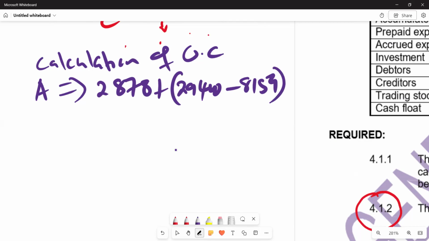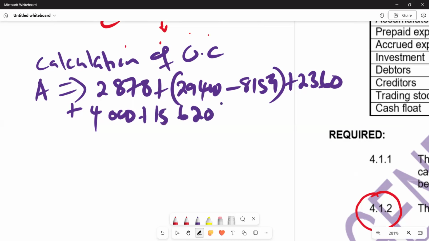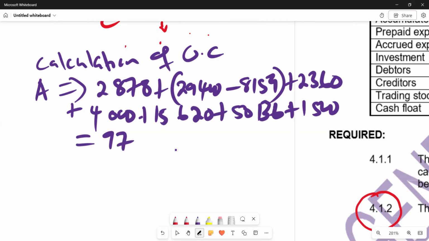Remember, we consider the carrying value in the balance sheet, and then we add 2,360, and then we add 4,000, and then we add 15,620 plus 50,136 plus 1,500. And then the total that you're supposed to get, it's 97,735. So this is total for assets in the opening capital column.